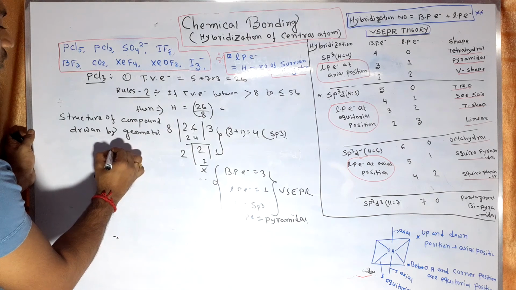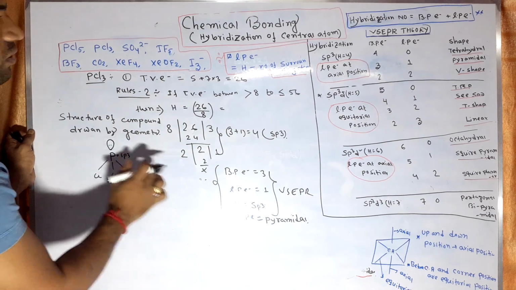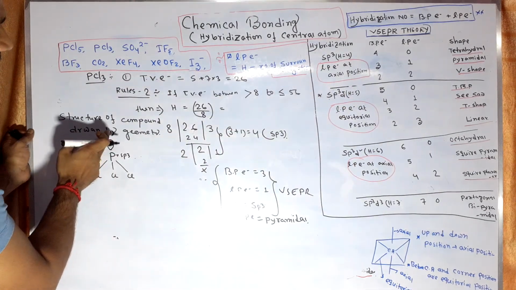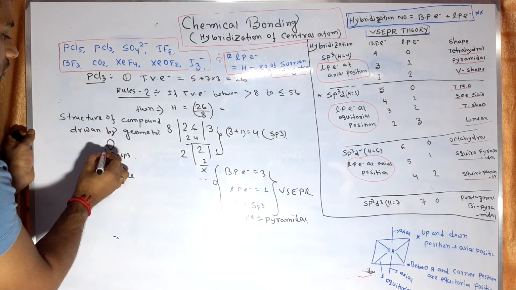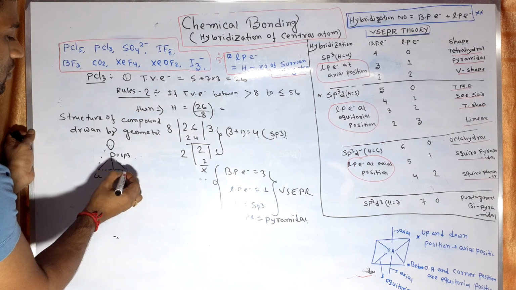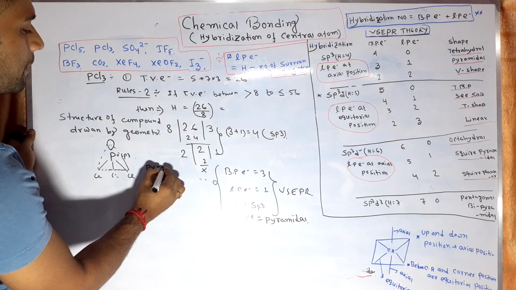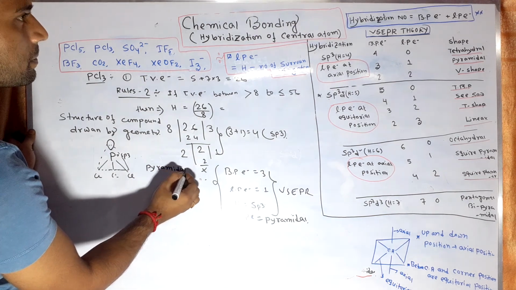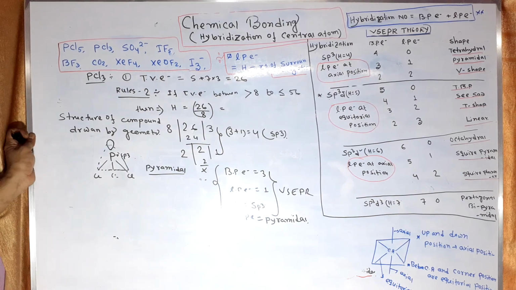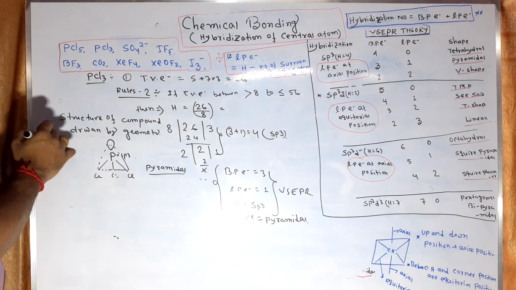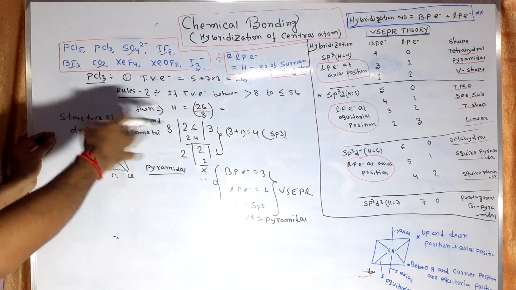Lone pairs always take the axial position for sp3. For sp3 hybridization, the lone pair always occupies the axial position. This is the axial position, up position or down position. One position is taken, the other is free. So this is the structure of PCl3, a pyramidal shape with sp3 hybridization. That is one example. Next examples, SO4 2 minus, IF5, BF3, CO2, follow the same procedure.